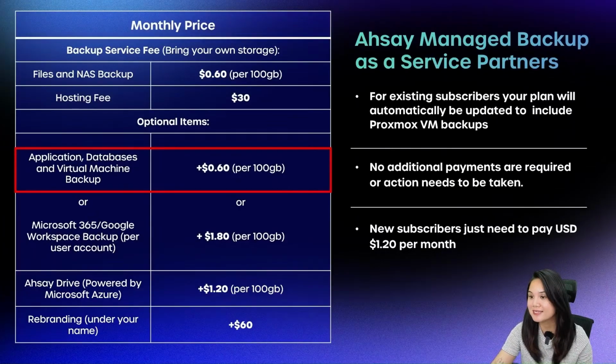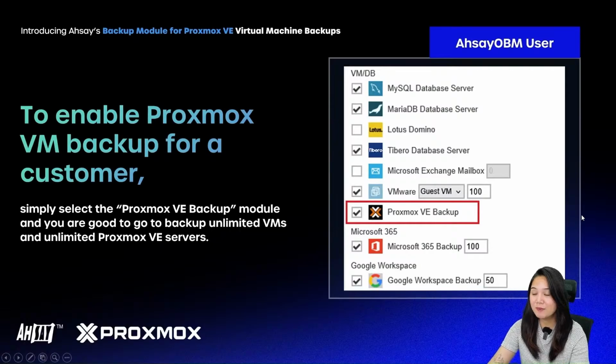If anything about licensing or subscription sounds unclear, pop your questions in and we'll sort them out in the Q&A. Enabling Proxmox VM backup for your customers is quick and simple. From your AhsayCBS console, when creating a new OBM user or for an existing user, just simply select the Proxmox VE backup module. And that's it. Once enabled, your customer can already back up unlimited virtual machines and unlimited Proxmox VE servers right away. It's a one-step setup designed for convenience and scalability, no restrictions.